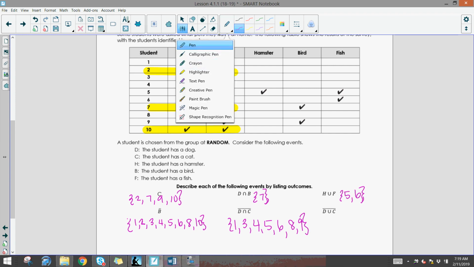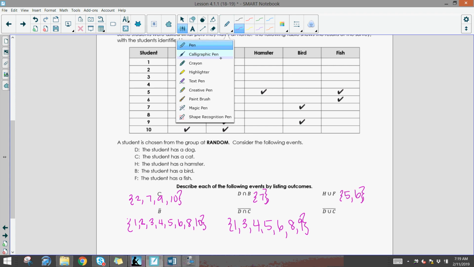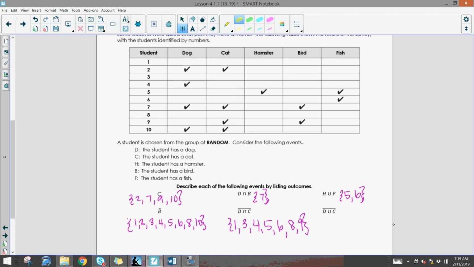Okay, and then last but not least, let's get rid of this so we don't get confused. Perfect. D or C. Okay, so this means dog or a cat, so either or, so that's 2, that's 4, that's 7, that's 9, that's 10. Those are all the students that have a dog or a cat, but again, you have that bar across the top, so we want everybody else. So we are looking at 1, 3, 5, 6, and 8.